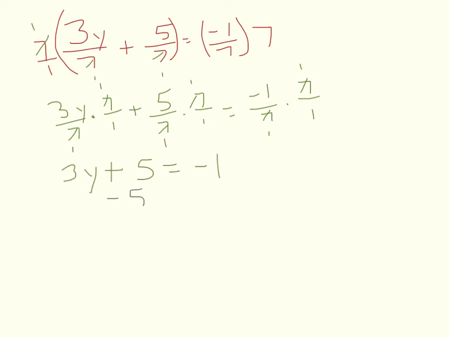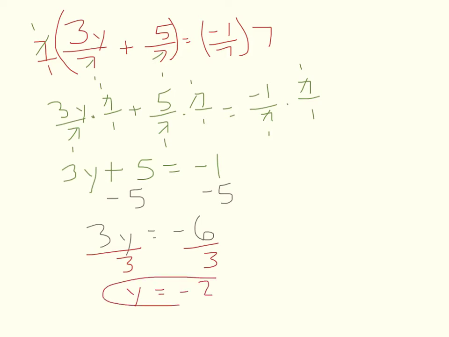I could just subtract 5 from both sides. I have 3y equals -6, and then divide both sides by 3. y equals -2 is my final answer. That's really easy when the denominators are all the same. Let's take a look at one other example here. Either way, make sure you have a common multiple, and then you'll be able to clear that denominator out of there.